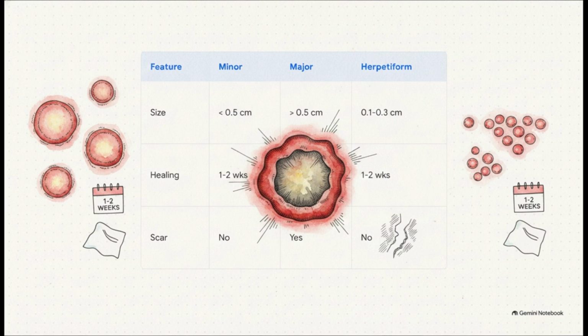Finally, we have the Herpetiform type. Now, don't let the name fool you. It has absolutely nothing to do with the herpes virus. They're called herpetiform because they show up as recurrent crops of tiny ulcers, like 0.1 to 0.3 centimeters, looking super similar to a primary herpetic outbreak. But, just like the minor type, they heal in a week or two without any scarring.